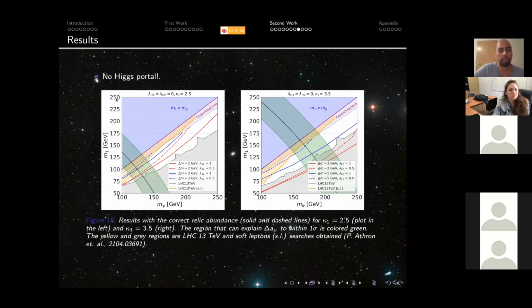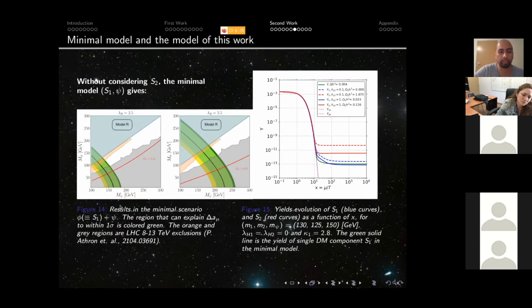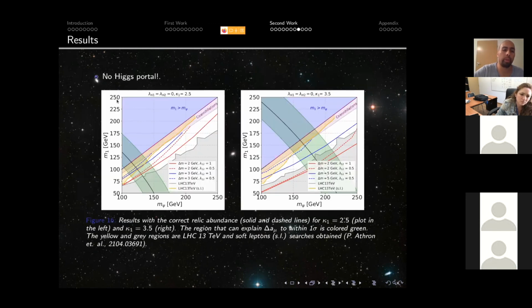And just to finish here, not considering the Higgs portal, we have shown the results in the plane of the same parameters as in the previous figure 14: the mass of the scalar 1, which interacts with the vector-like fermion, and the mass of the vector-like fermion in the x-axis.